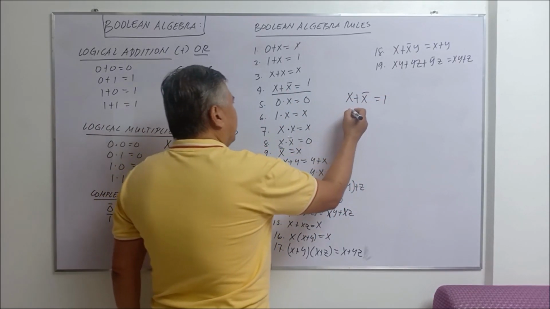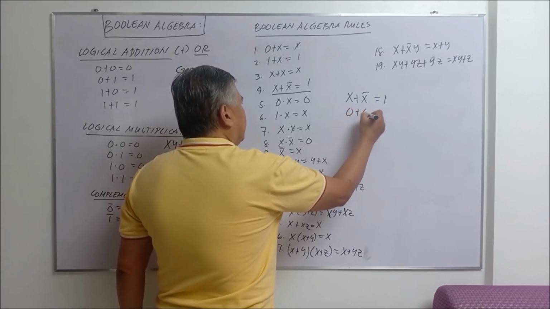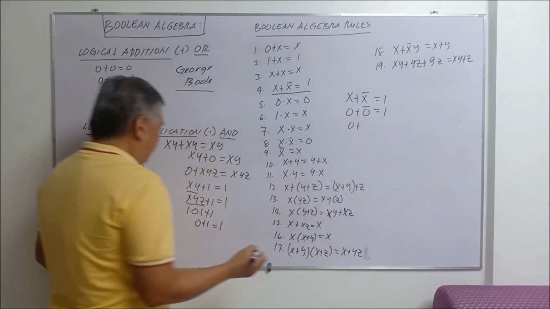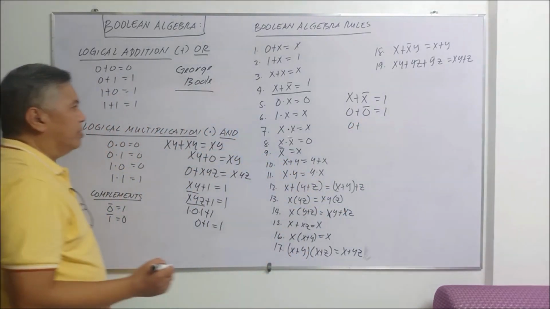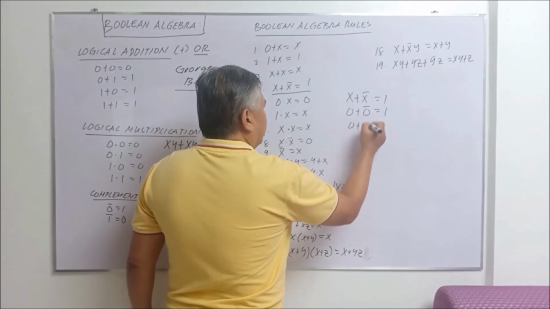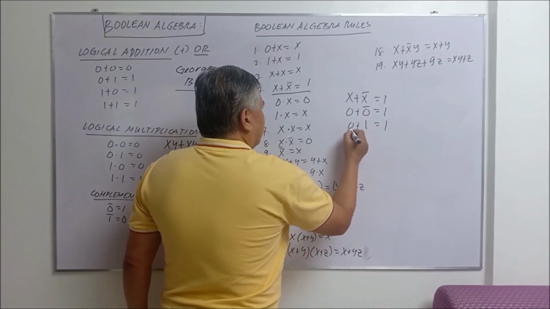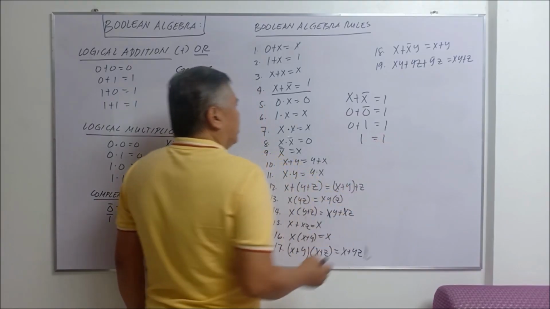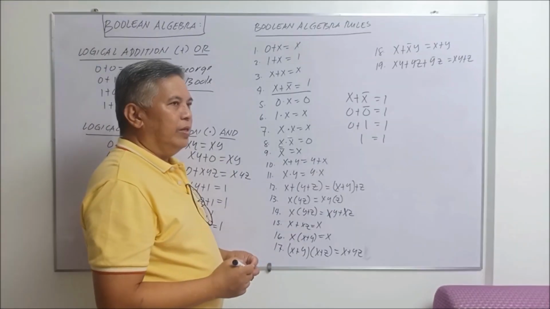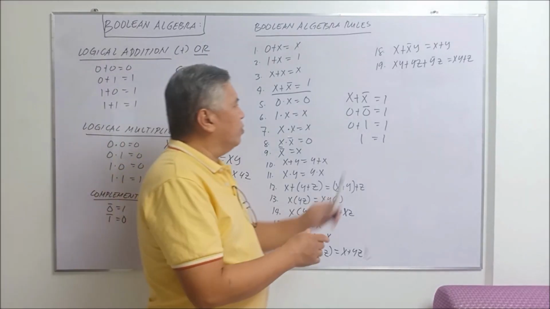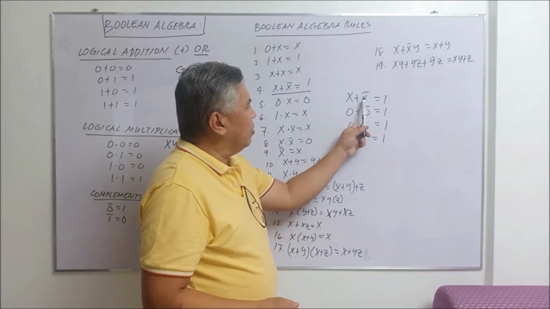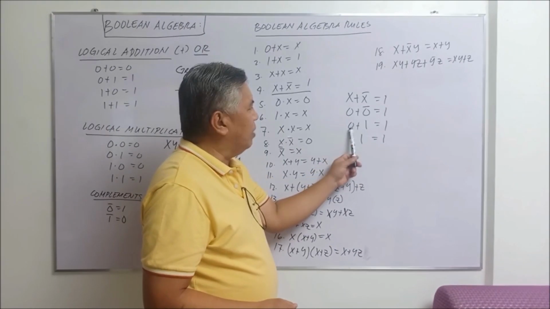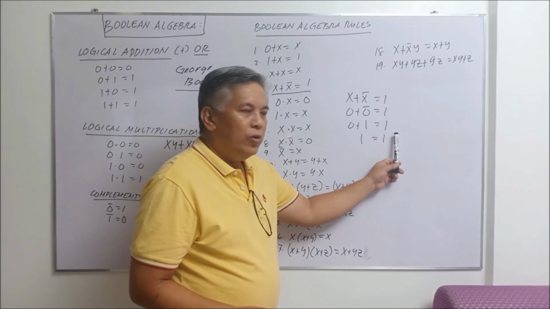So if x is equal to 0, 0 plus 0 complement is equal to 1. 0 plus the complement of 0, here is 1. Right? The opposite of 0 is 1. So 0 plus 1, logical addition, is equal to 1. And that is equal to 1 also. So the same, if x is equal to 1, 1 plus 1 complement is equal to 1. 1 plus 1 complement is 0, so 1 plus 0 will still be equal to 1.